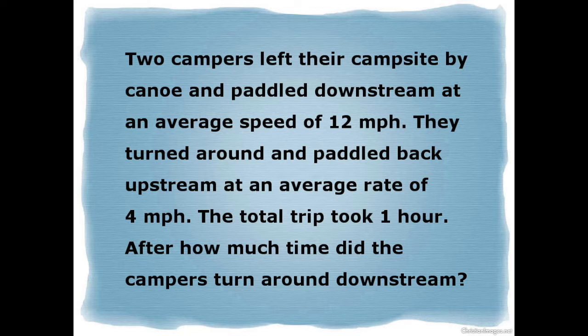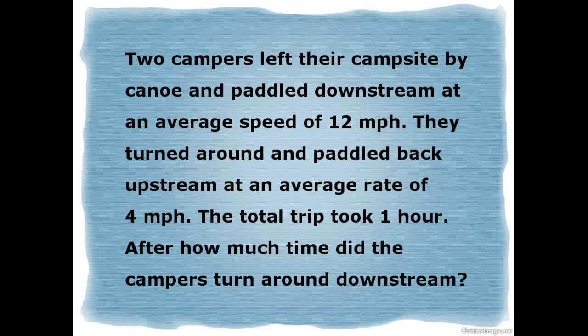2 campers left their campsite by canoe and paddled downstream at an average speed of 12 miles per hour. They turned around and paddled back upstream at an average rate of 4 miles per hour. The total trip took 1 hour. After how much time did the campers turn around downstream?